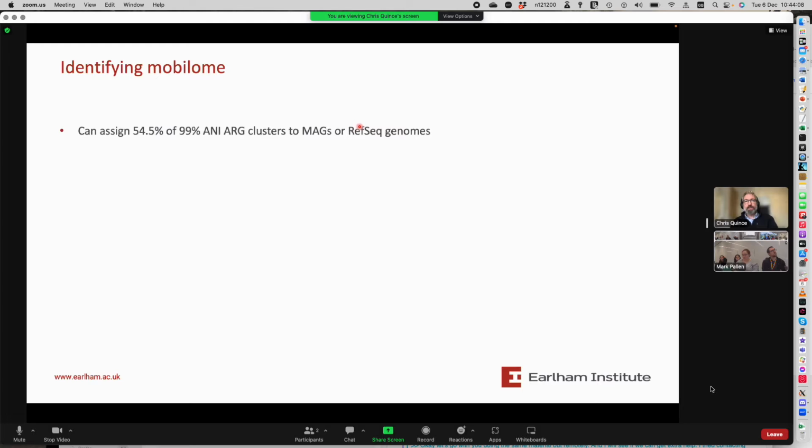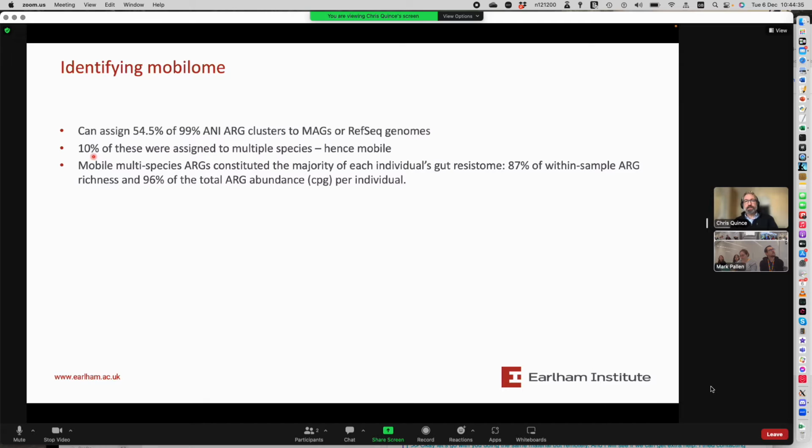All right, as I said, we also looked at the mobilized genes. As I mentioned when I was going through the diagram, we do that by looking at 99% clusters and looking for genes in 99% clusters that are in more than one species, which we get from the MAG or RefSeq assignments. Overall, we could assign 10% of ARG clusters as mobile, but even though they're only 10% of the clusters, those mobile genes formed the majority of each individual's resistome. So they're clearly more abundant on average than the other genes.